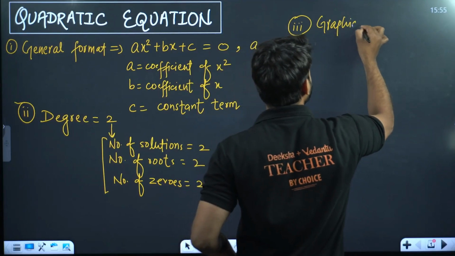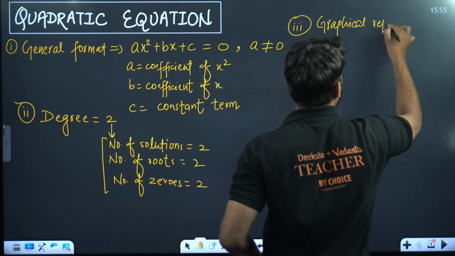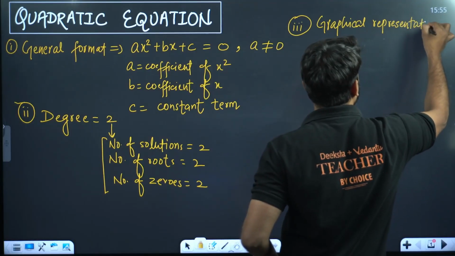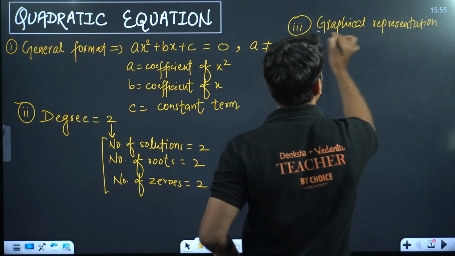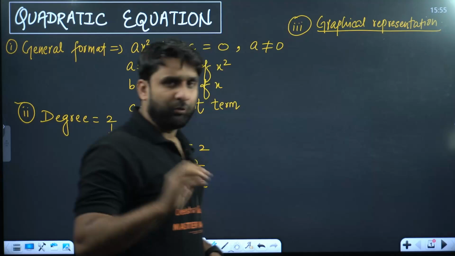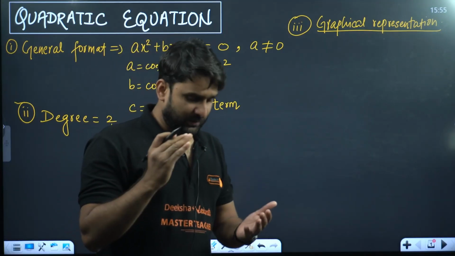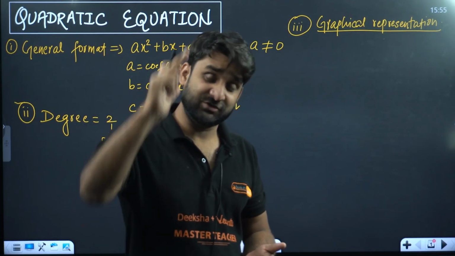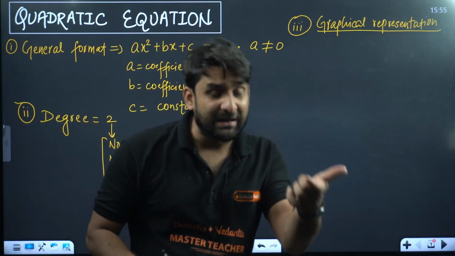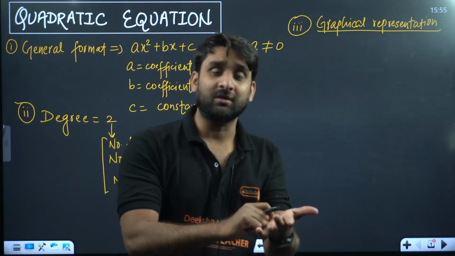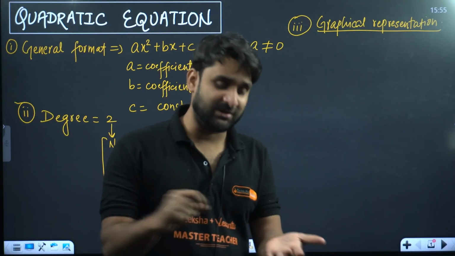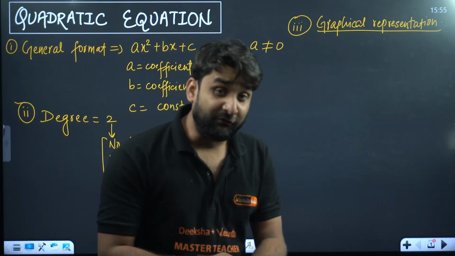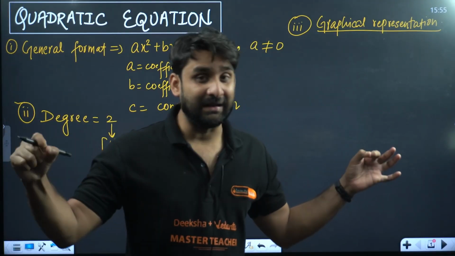Graphical representation. So first of all, please keep one thing in your mind. When we draw the graph of a linear equation, in which the degree is 1, linear means straight line. So when you plot the graph of a linear equation, whether in one variable or in two variables, the graph will always be a straight line.